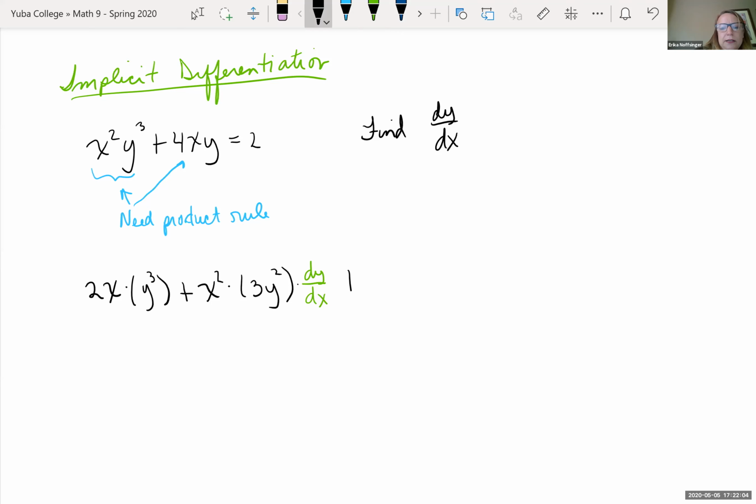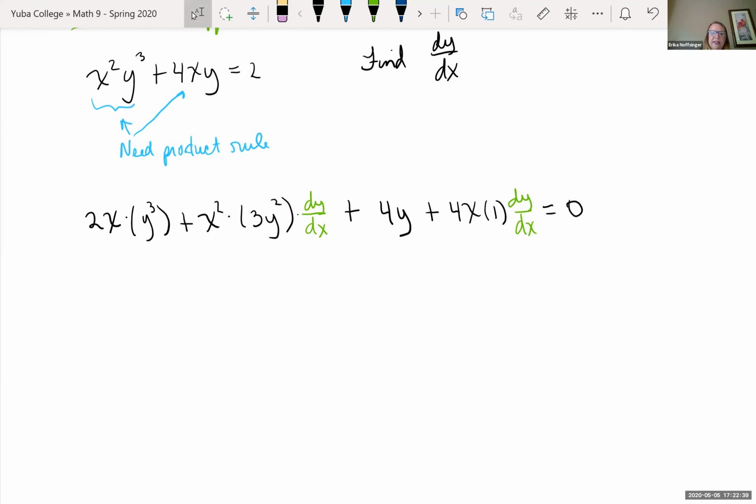Plus, so now we're using the product rule again. So derivative of 4x, well, that's just 4, times the second function y, plus the first function 4x, times the derivative of y. Well, the derivative of y is just 1, but we took the derivative with respect to x, so this is dy/dx, is equal to the derivative of the constant, and the derivative of the constant is 0.